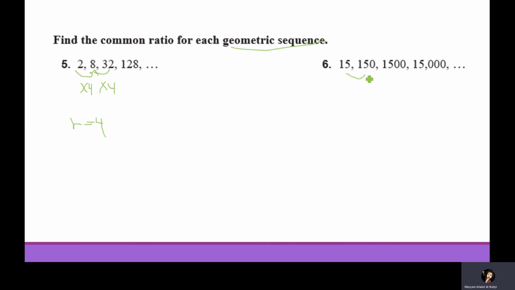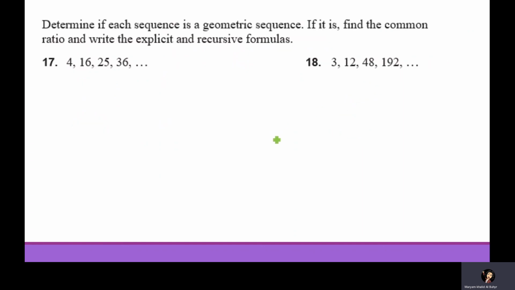Same thing with this one, this is division. You will divide by 10. So instead of writing divide by 10, you can say times 1 over 10. So multiply by 1 over 10 to get the others.